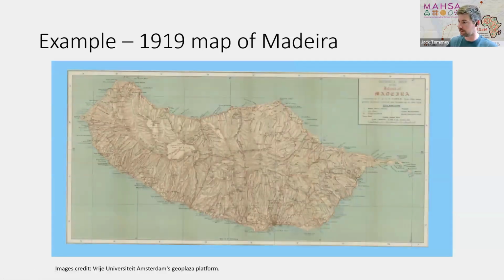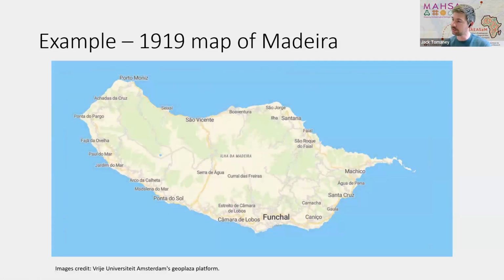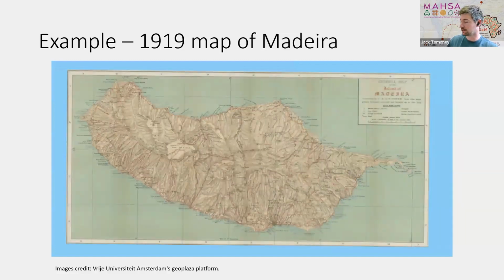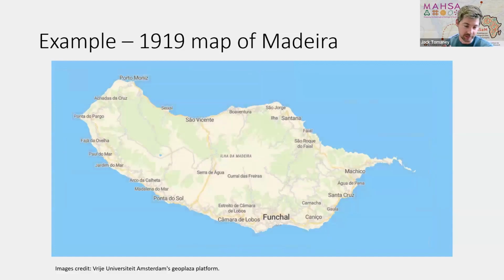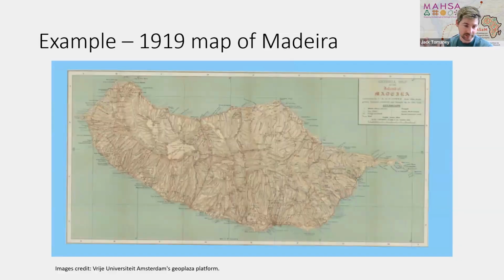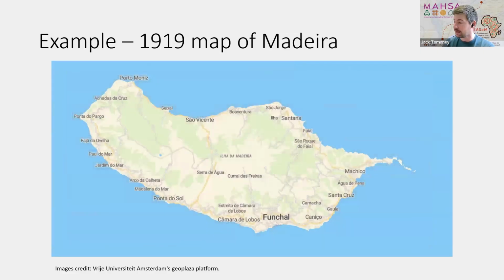Another example, and I just like this one because it's a GIF that goes on and off, is this 1919 map of Madeira. And you can see again, once we've georeferenced it correctly, we can overlay this on a modern map, and this can be used for analysis and seeing how things have changed.